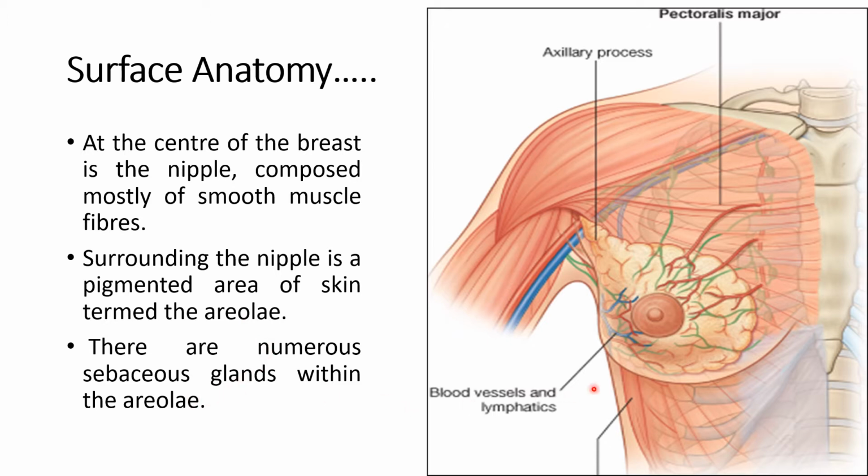In this image, you can see this is the body of the breast, and this is the center of the body, and here you can see the nipple. It is composed of smooth muscle fibers. Surrounding the nipple, there is a pigmented area, and that is called the areola. Within the areola, there are numerous sebaceous glands.